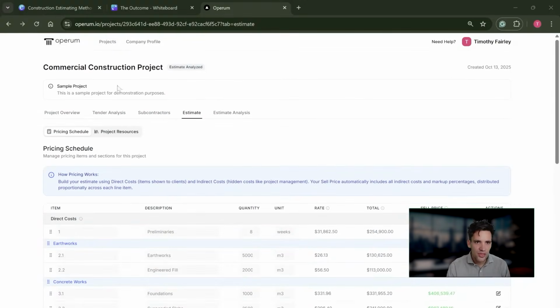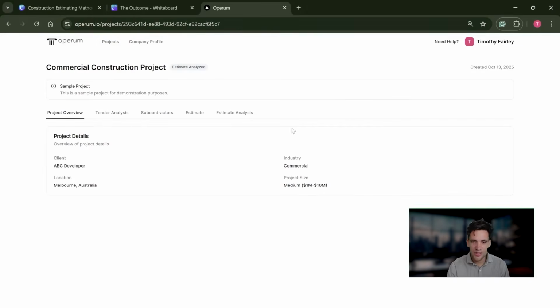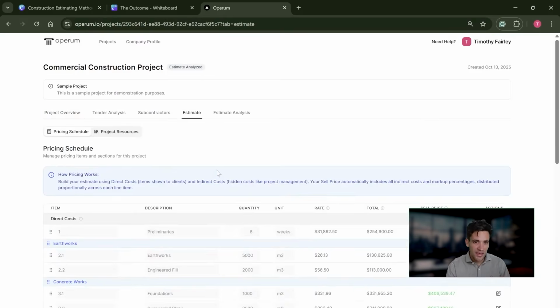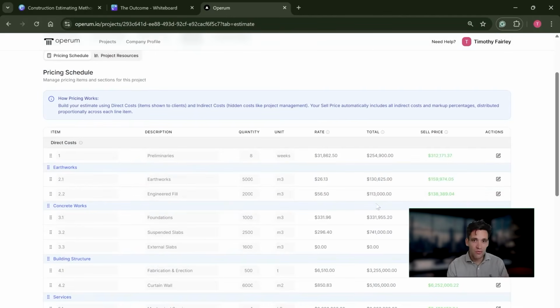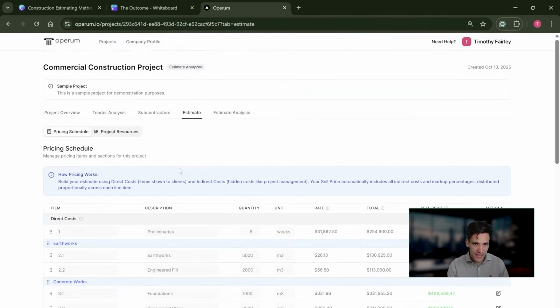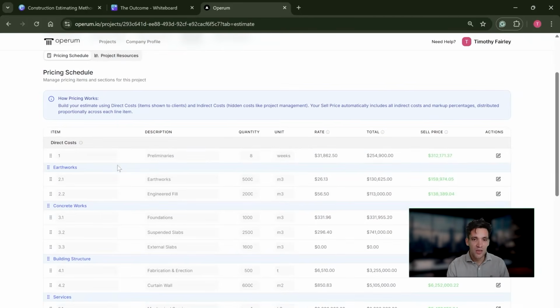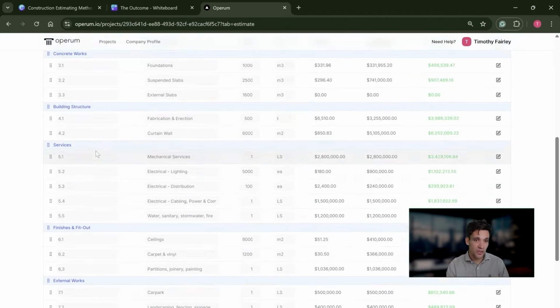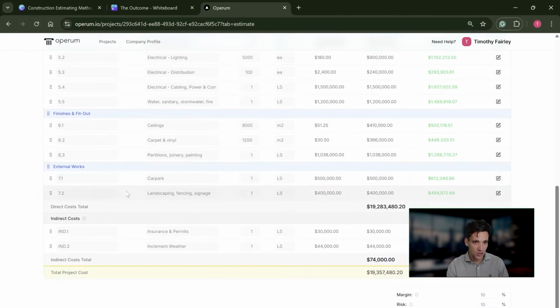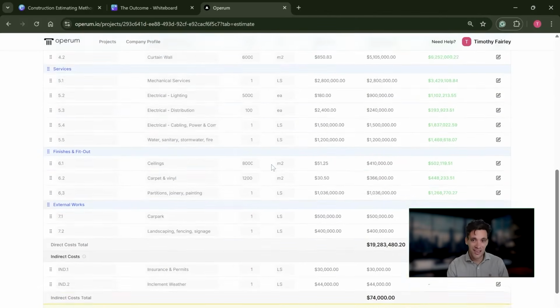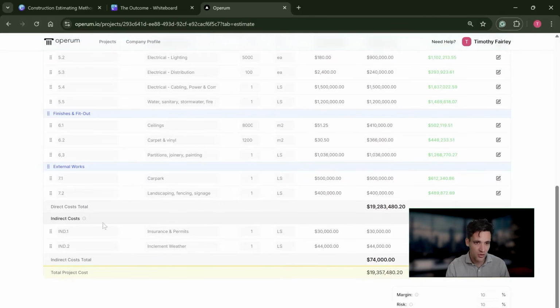All right, I'll quickly show you an example of a bottom-up estimate in my construction estimating and contract management software, Opera. So if you open it, you can see there's a sample project in here. From here, go into the estimate tab, and you'll be able to see an example of a bottom-up estimate built in Opera. We've got a pricing schedule, where we've broken down the project scope into all of the tasks. So this is a commercial building project. We've got preliminaries, earthworks, concrete, building structure, services, finishes and fit out, and external works under these set of tasks. So this is our pricing schedule or our project work breakdown structure.